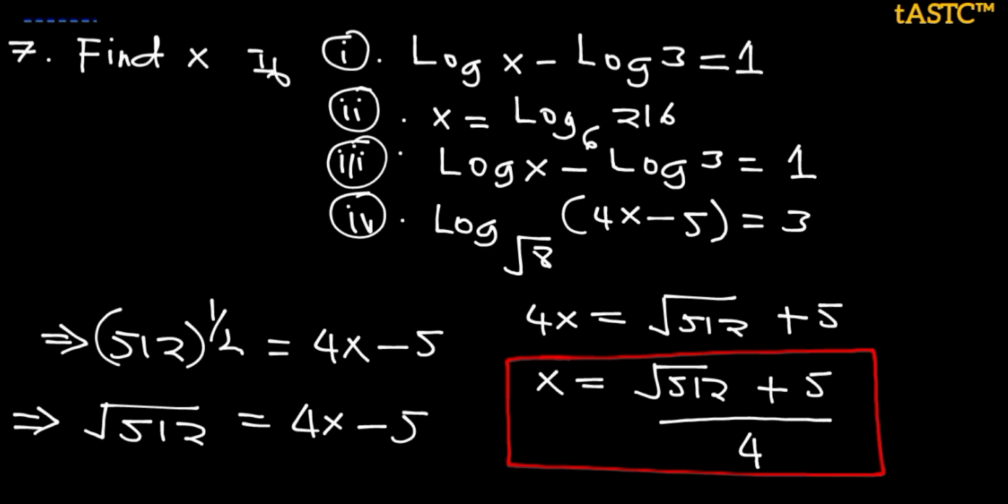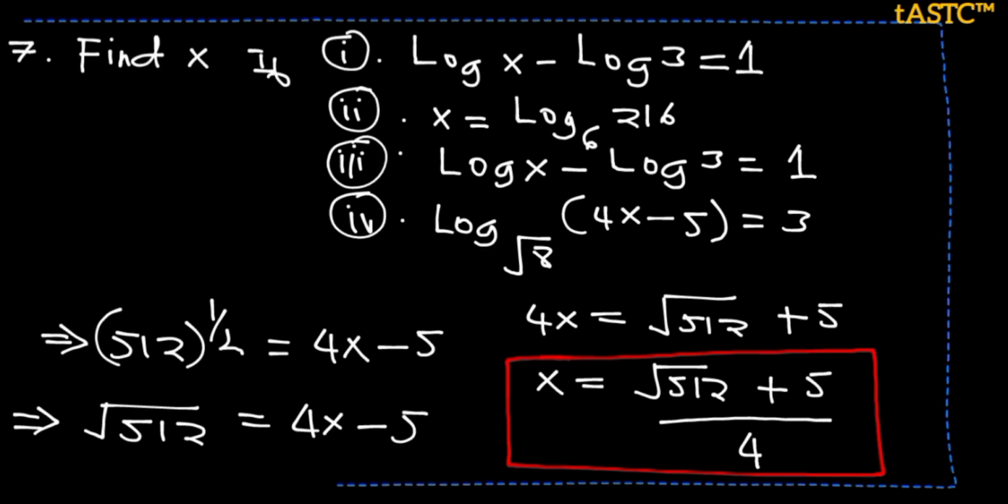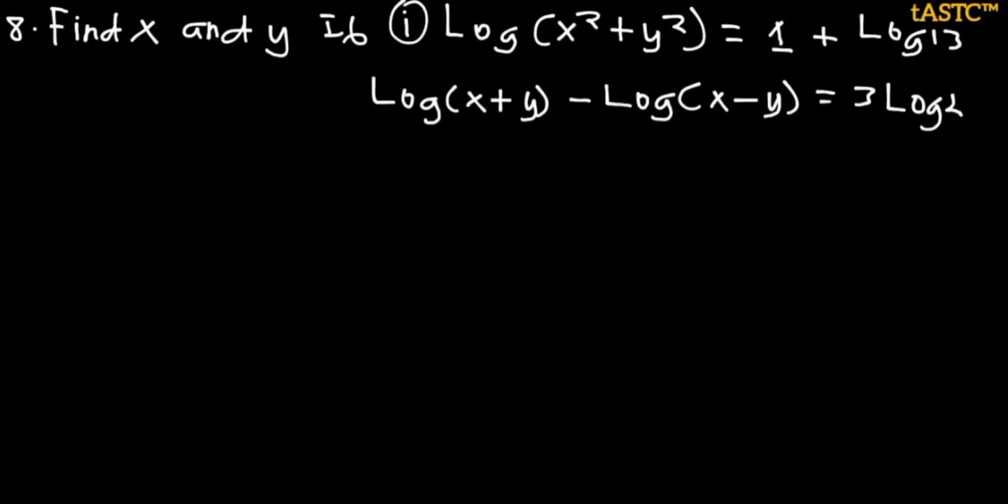Now we need to move to the very last question for this video. Find x and y if log of x squared plus y squared is equal to 1 plus log 13, and also log of x plus y minus log of x minus y is equal to 3 log 2. Now, as you can see, we do not really have a base physically represented there. So clearly, that should be base 10, the common logarithm.